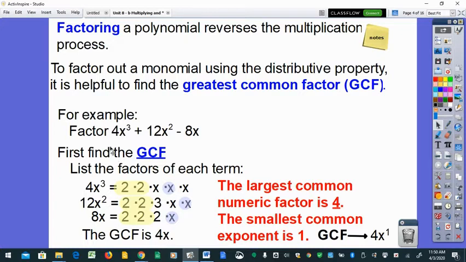So what I do is I look at the coefficients and I look for the biggest number that divides evenly into all of those, which would be the 4. And then I look at the variables. Do they all share the variable? And if they do, what's the smallest exponent? So the biggest number that divides into the coefficients would be 4, and the smallest power on the exponent would be x to the first. So the GCF would be 4x. So that's how I get there.